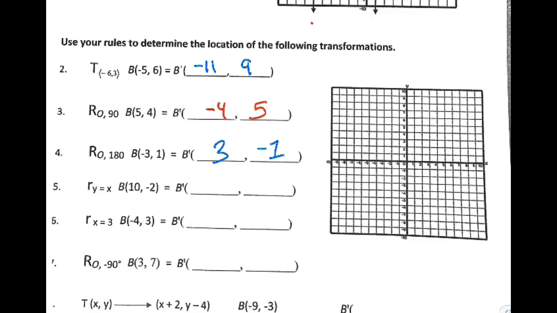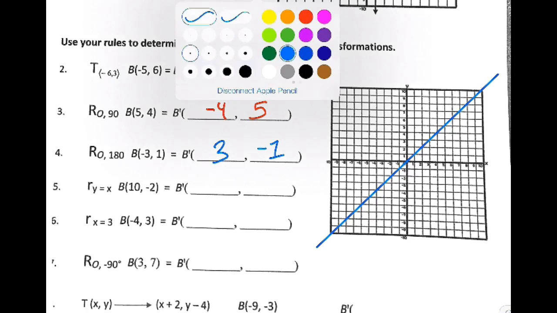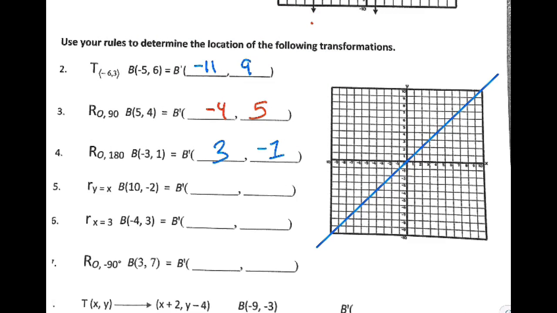The next one is the line y equals x. And if you remember, the line y equals x is a perfectly diagonal line with a y-intercept of 0 and a slope of 1. And there's 2 ways to do this. You can count boxes diagonally, or remember the easy rule. 10, -2 is right there.